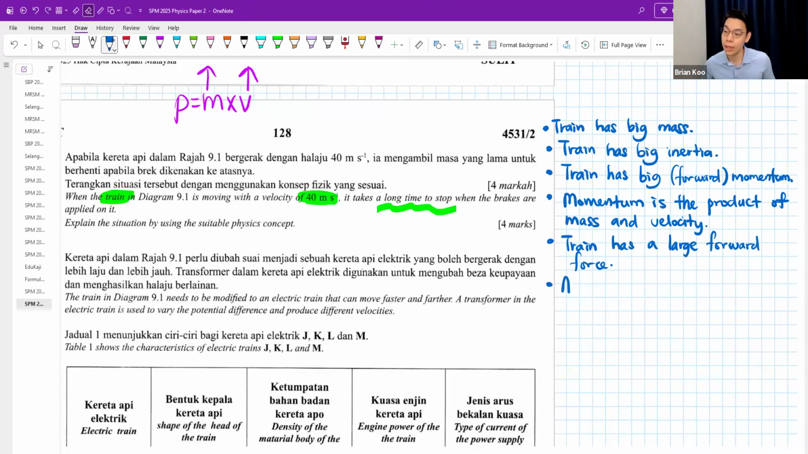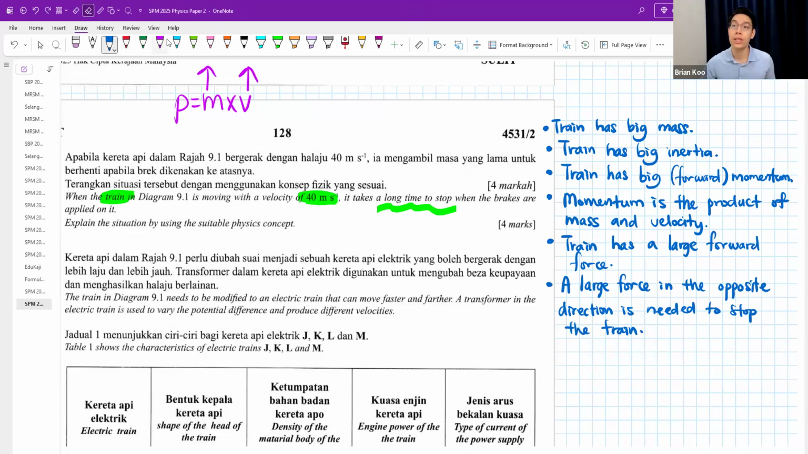Okay, large force in the opposite direction is needed to stop the train. This force, if you want to say it is frictional force, also can. Okay, a large frictional force is needed to stop the train, or a large force in the opposite direction is needed to stop the train.